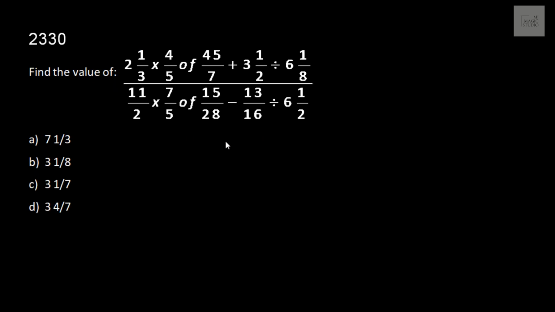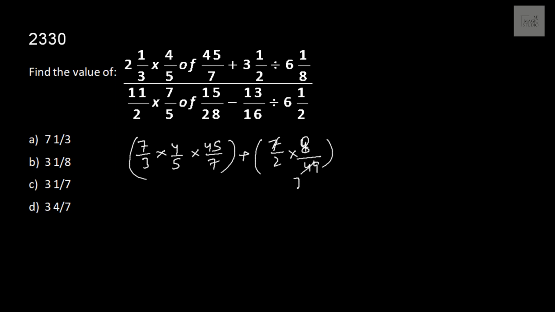Okay, a simplification, let me work it out layer by layer. Topmost layer would give me 7 by 3 into 4 by 5 into 45 by 7 plus 7 by 2 into 48 by 49, but it is divided now, so it would be 8 by 49. 7, this is 4, 7 gone, 9, 3, 3. So that would be 12 plus 4 by 7, 84. 88 by 7 is the numerator.